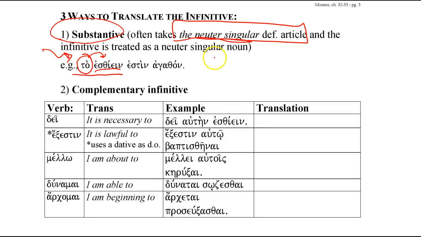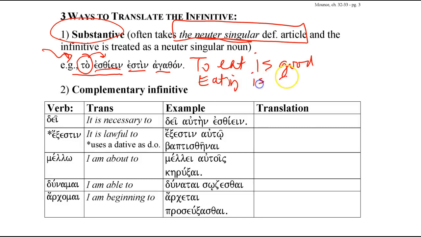So you can translate it one of two ways. So you can say to eat estin agathon is good. Or you can simply translate this as eating is good. Either translation works. And this is a way to translate the infinitive as if it's a noun.